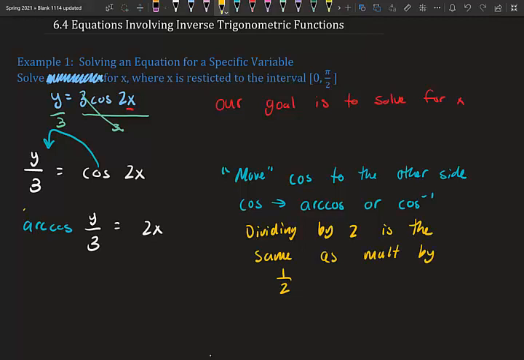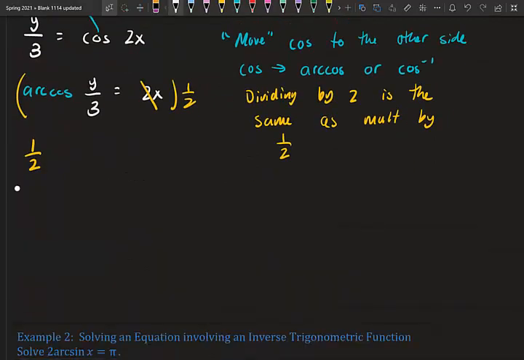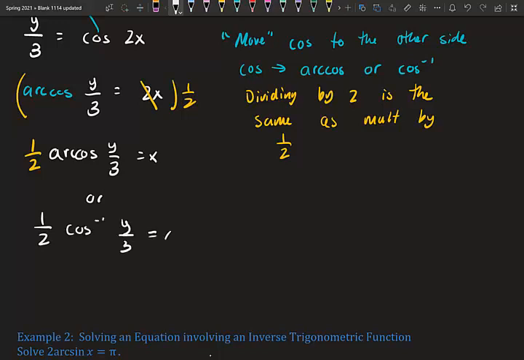So we're going to multiply both sides by 1/2, and what that's going to do is just get rid of our 2. So we have 1/2 arc cosine y over 3 equals x. And yes, that's our answer. Or if you used the other version of inverse cosine, it would be 1/2 cosine inverse of y over 3 equals x.